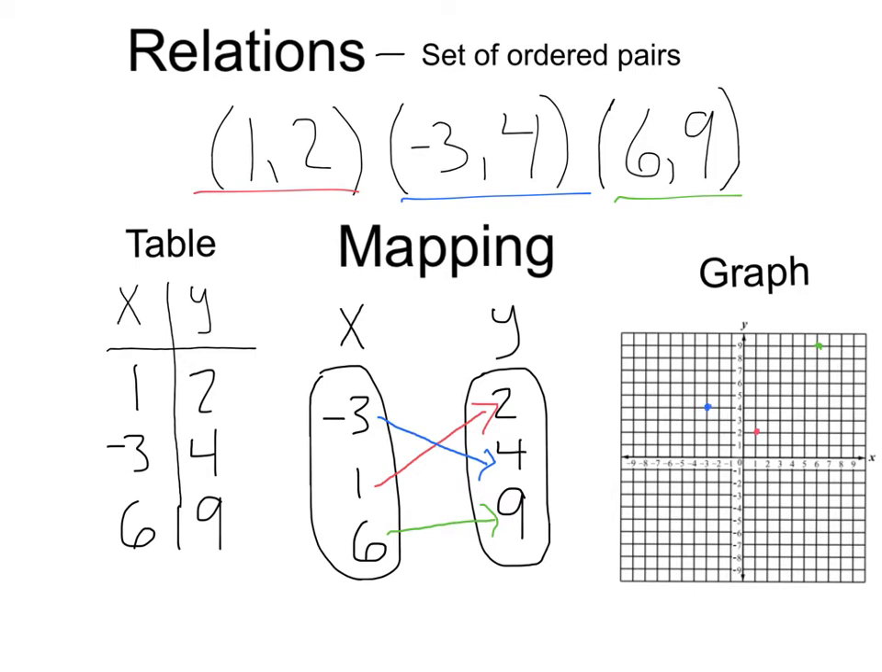So these are the 3 ways we can represent a set of ordered pairs, or a relation: a table, a mapping, and a graph.